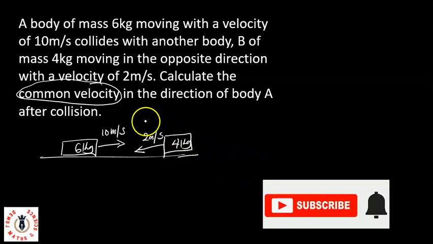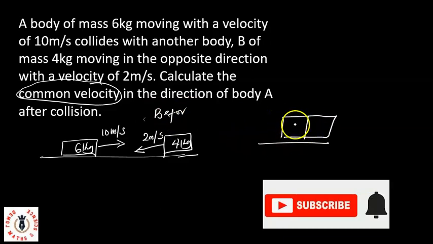So this is before, and after collision we now have the two bodies together. Here is 6 kg plus 4 kg, so I'll have a total of 10 kg after collision. They both move together in the direction of body A, which is the 6 kg body. They now move with a final velocity of v.